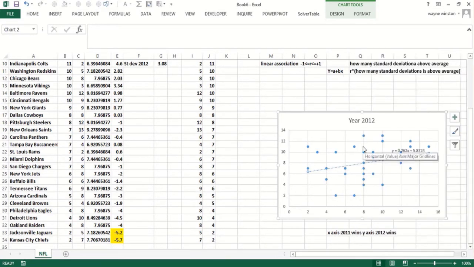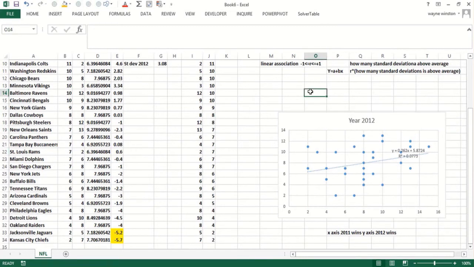And you can see that's a line of positive slope, but the correlation is the square root of the R squared, where you take the same sign as the slope of the line. So if I take the square root of that 0.0773, the correlation is 0.28 between the number of wins an NFL team gets one year and the number of wins they get the next year.